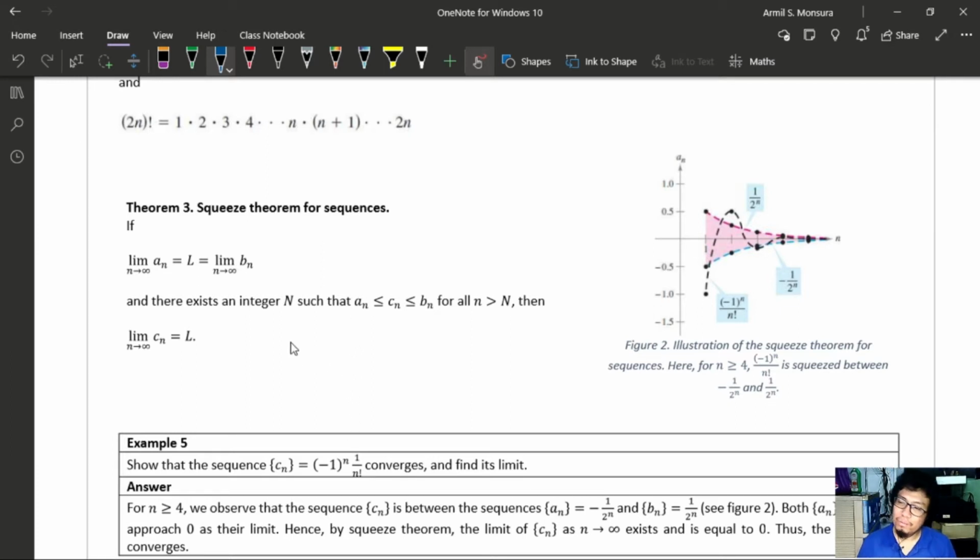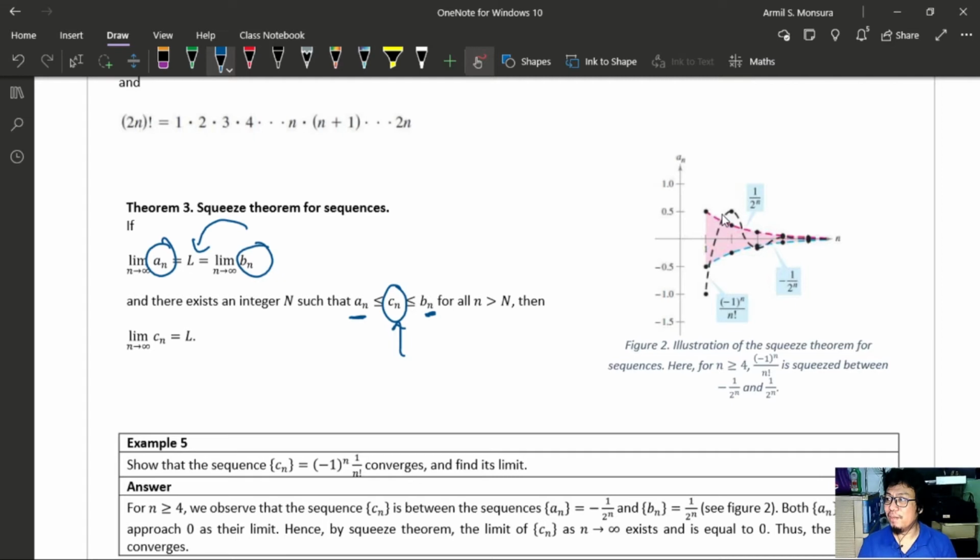So again, you have sequence AN and sequence BN. If we can verify that both AN and BN have limit L, and if we can prove that a third sequence CN is in between AN and BN, then we can conclude by squeeze theorem that the limit of this sequence is equal to the limit of the first two. That's why it's called a squeeze.